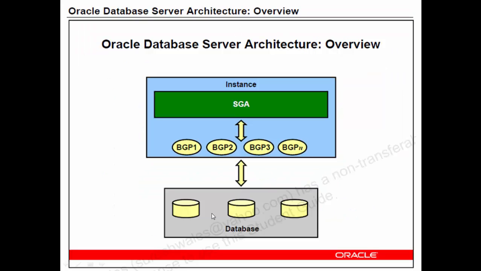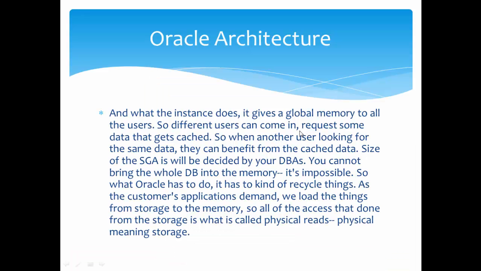As you see in the diagram, it's the Oracle database architecture overview. The instance has the SGA, which is the common place, and you have all the background processes for each session, and it's all connected to the database. The instance connects to the database for access. So what does the instance do? It gives global memory to all users. That's the PGA. Different users can come in and request some data that gets cached. So when another user is looking for the same data, they can benefit from the cached data.